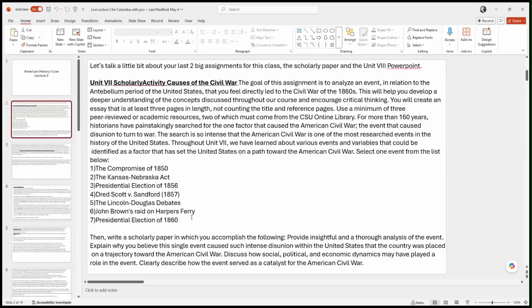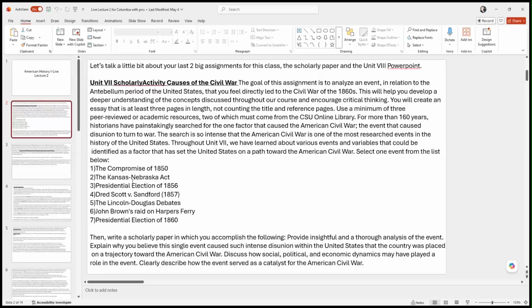If you don't really know about all those events, what I would advise you to do before you start is to go through the unit study guide, because it's going to have information about all those things. Then you can decide if one of them sticks out more to you than the others. Maybe you might be interested in one more than the others. This needs to use 3 sources. They need to be peer-reviewed or academic sources, and 2 of them need to come from our CSU online library. If you haven't been to the CSU library yet, I really encourage you to take a look at it. It's pretty easy to use, pretty user-friendly, and they have tons and tons of resources you can use.